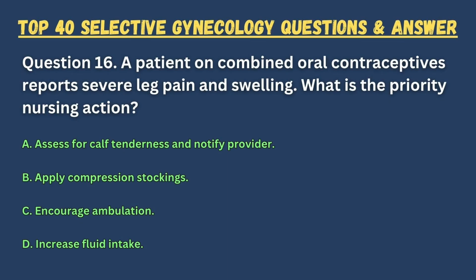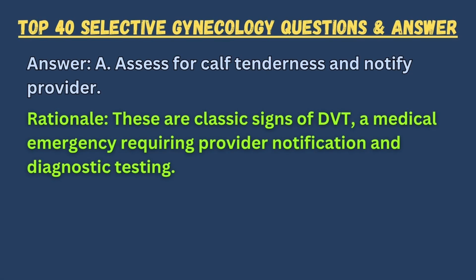Question 16. A patient on combined oral contraceptives reports severe leg pain and swelling. What is the priority nursing action? A. Assess for calf tenderness and notify provider. B. Apply compression stockings. C. Encourage ambulation. D. Increase fluid intake. Answer: A. Assess for calf tenderness and notify provider. Rationale: These are classic signs of DVT, a medical emergency requiring provider notification and diagnostic testing.